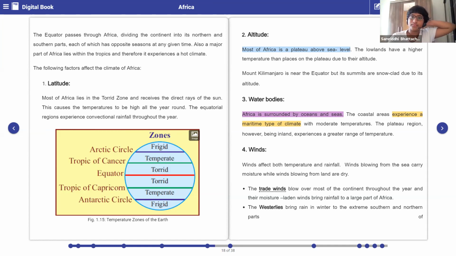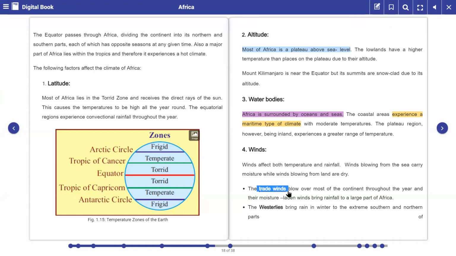Yes, there is moisture in the wind which is near the seas or oceans. Now, winds are of different types. Just underline the trade winds. What does trade winds mean? The word trade itself is going to give you the hint about its meaning. They blow over most of the continent throughout the year, and their moisture-laden winds bring rainfall to a large part of Africa. So your wind is doing the job of trading.